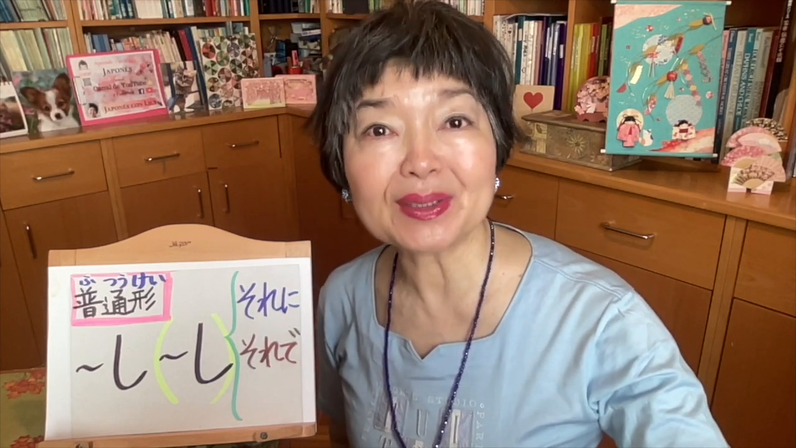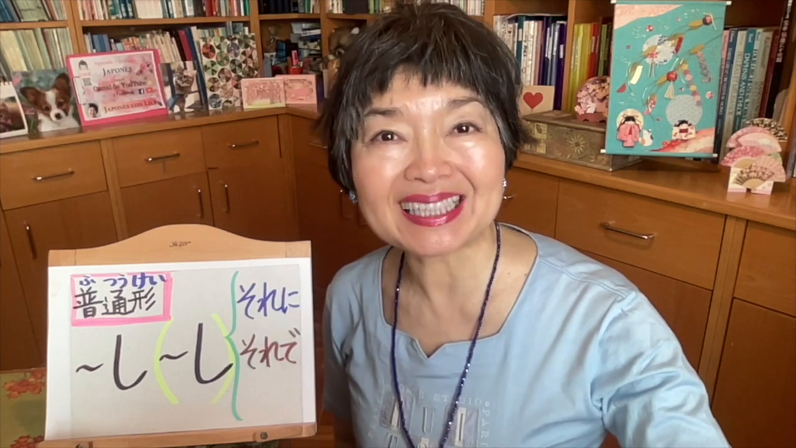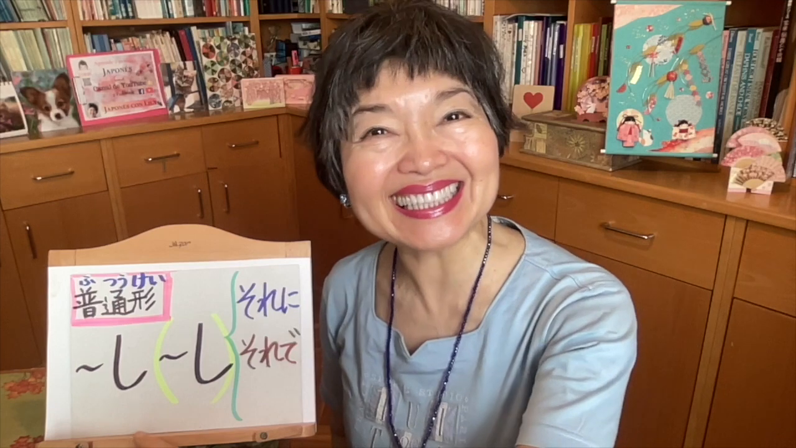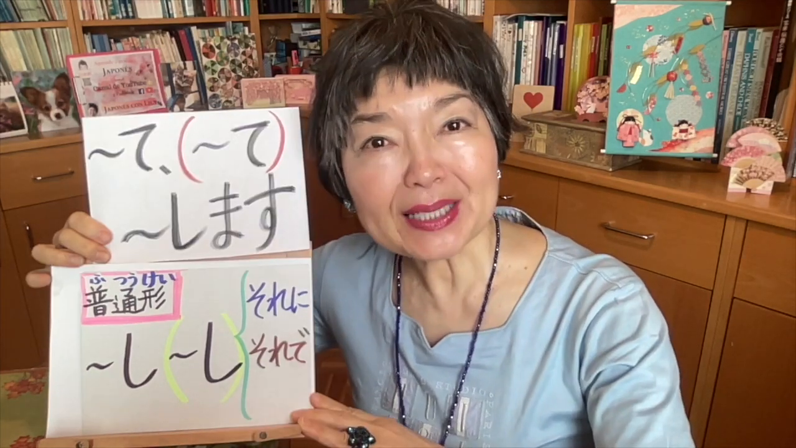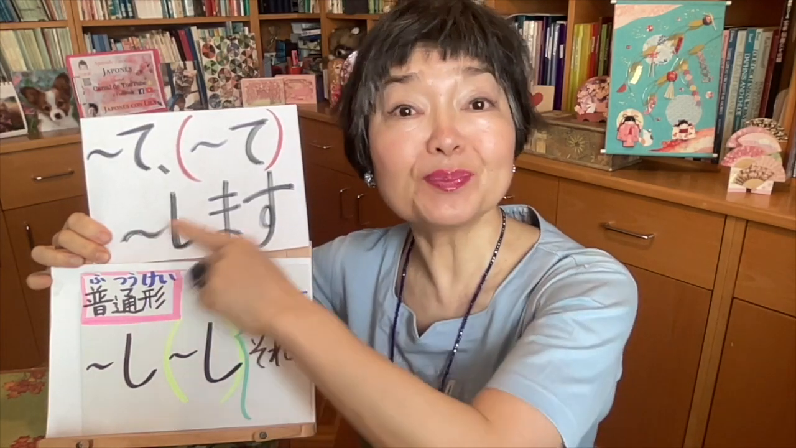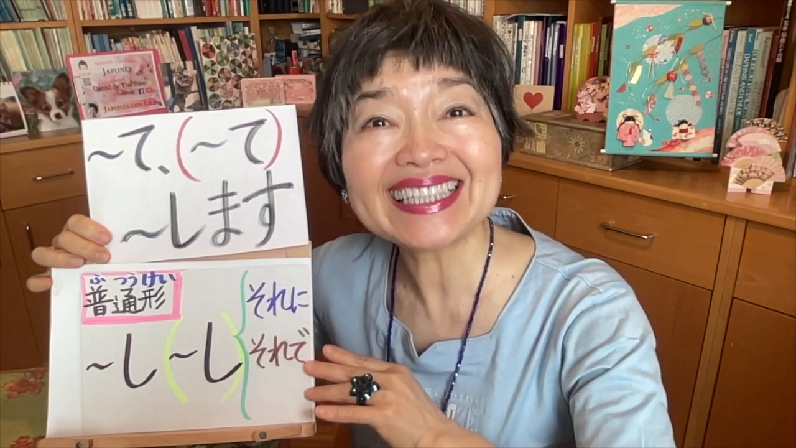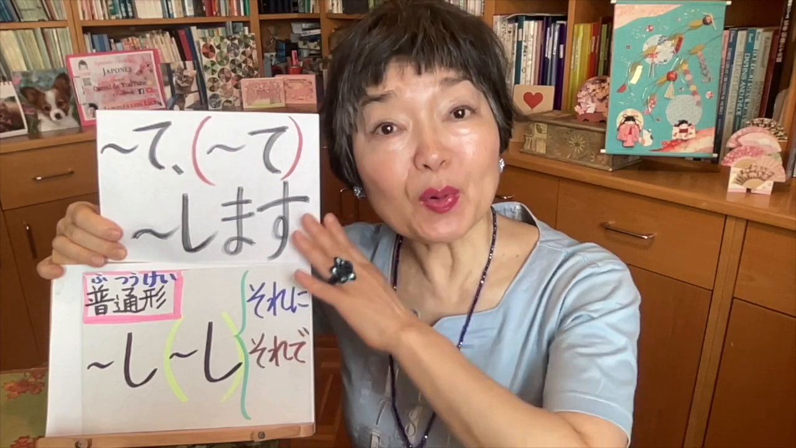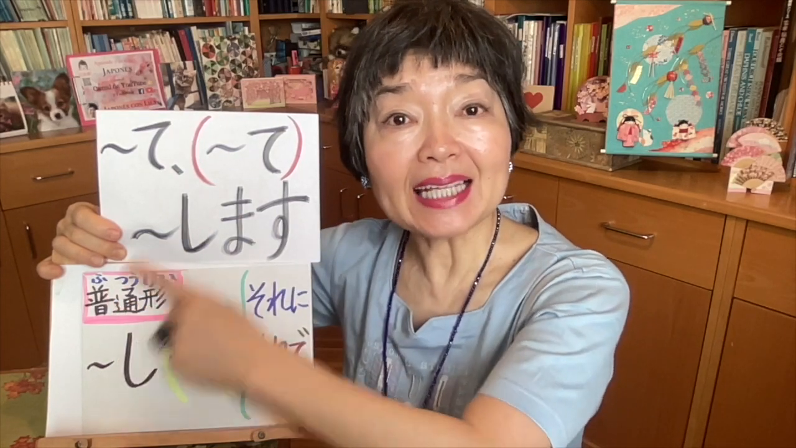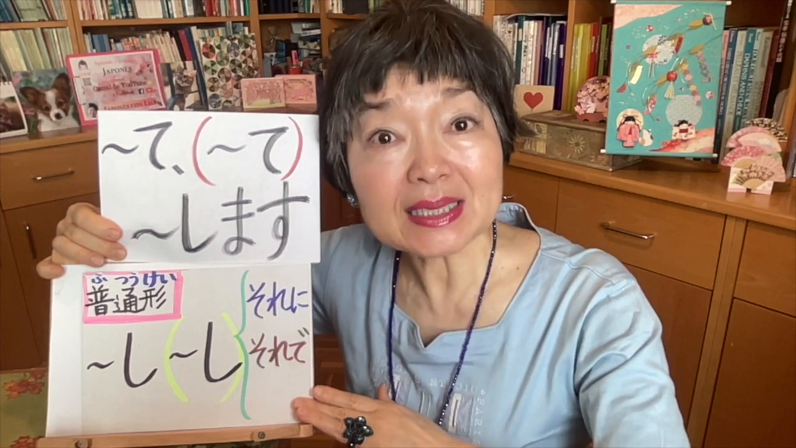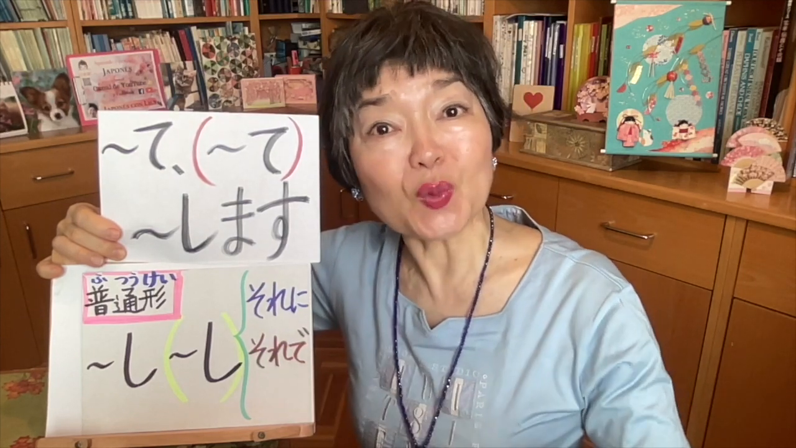Today, grammar video number 24 of JLPT N4, and the fourth part of this expression. Especially we'll see the differences between te, shimasu and shi, shimasu. In both cases, we can unite the sentences, this one and this one. So then what's the difference? Or what's the difference of the nuances?